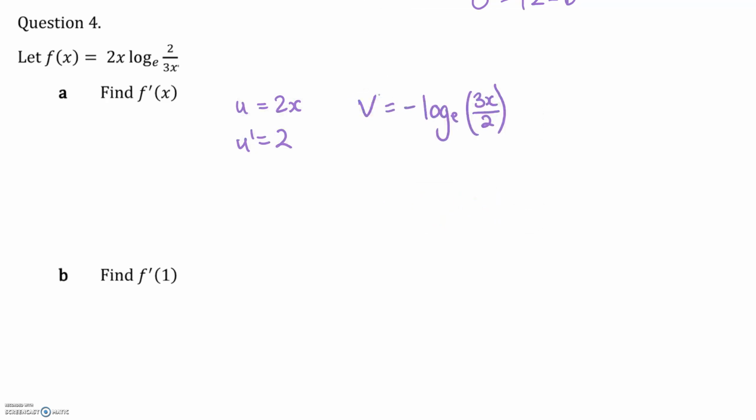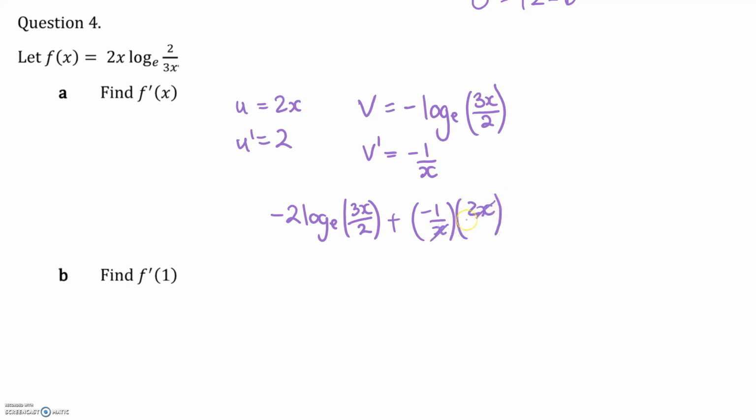Alright, so now I've just got to differentiate this thing. Now this is just going to be negative 1 on x when I differentiate it. And it's going to be easy to work with in general. So then I've got u dash v plus v dash u. So u dash v is going to be negative 2 log e 3x on 2, and then plus v dash times by u. Now adding that v dash times by u is going to give me negative 1 on x times by 2x. Now these x's are going to cancel, first thing that I notice, so this is going to become negative 2 take 2 log e 3x on 2. Alright, nice and easy.